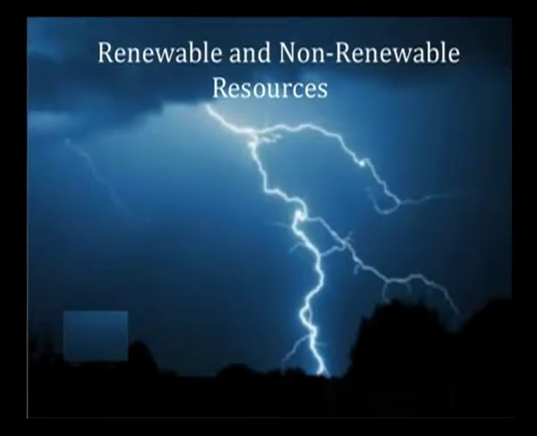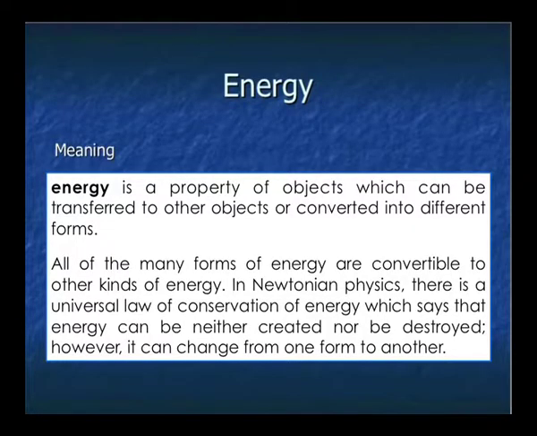Now moving on to renewable and non-renewable resources. What does energy actually mean? Energy is the amount of force or power that, when applied, can move one object from one position to another. It also defines the capacity of a system to do work. It exists in everybody, whether they are human beings or animals or even non-living things. Energy is intimately related to power.